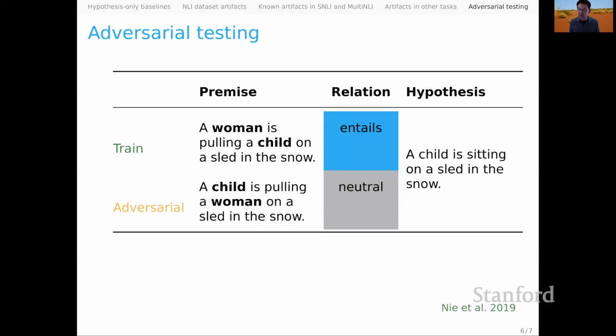Let me show you one other example. This is from Ni et al., and it involves syntactic variations. So in this case, we'll take actual examples and fix the hypothesis, but now vary the premise. So this is one of their manipulations where they simply swap the subject and object. Our original premise is a woman is pulling a child on a sled in the snow. That entails a child is sitting on a sled in the snow. That's good. We would expect that if we modify the premise so that the subject is a child and the object is a woman, this would create the neutral label with respect to our fixed hypothesis.